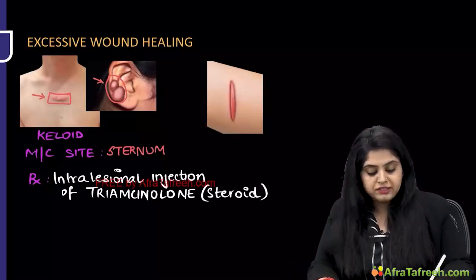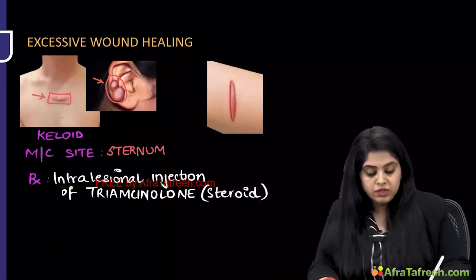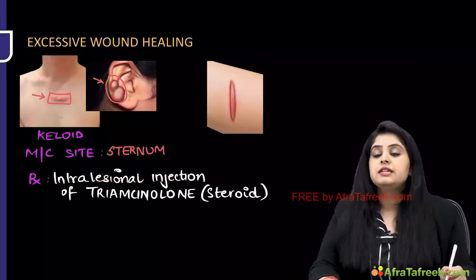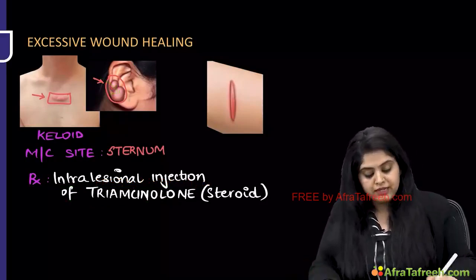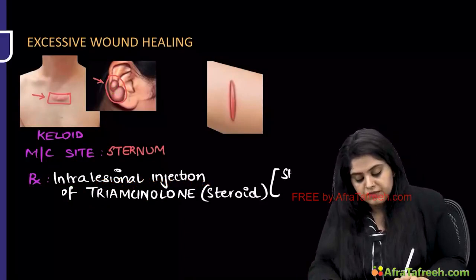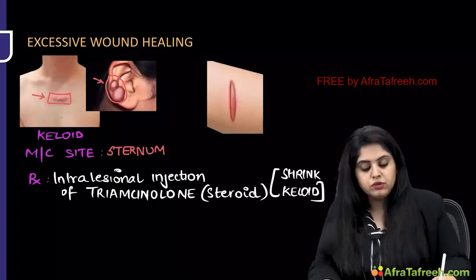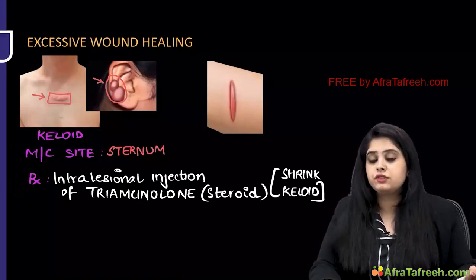What are you going to do? Inside this, you will give an injection. Intralesional injection. You're going to give an injection of a steroid. Triamcinolone is given, and that is going to shrink the size of the keloid. So everyone understood questions on keloid. Most common site is sternum. Treatment is intralesional injection of triamcinolone, which is a steroid.